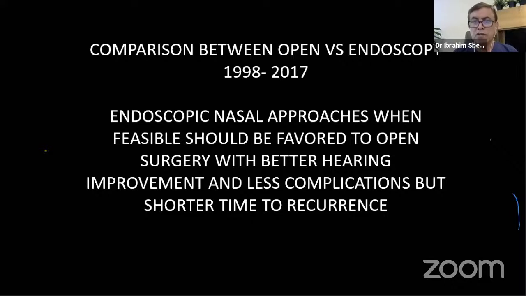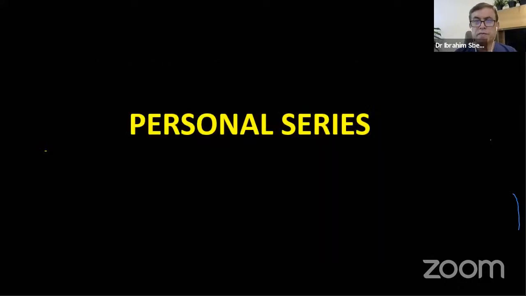Endoscopy is to be favored, but there are cases that have to be done by surgery. We have to not fight together, but complement each other. Surgery for certain cases, especially the larger ones going to the posterior fossa, and endoscopy for the other ones.